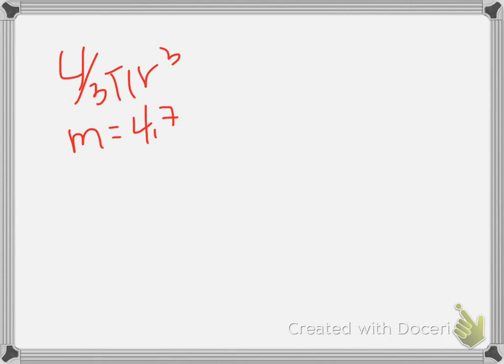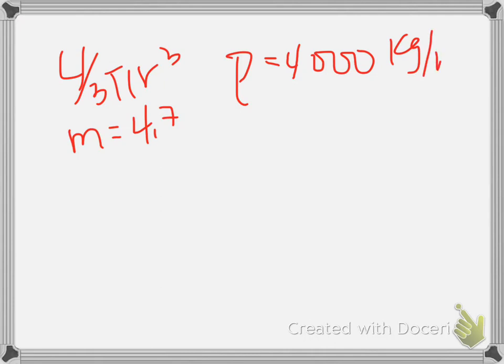4.7 kilogram solid sphere, so we know that's 4/3 pi r cubed if it's important. Made of metal whose density is, so m is equal to 4.7. Density is 4,000 kilograms per meter cubed.